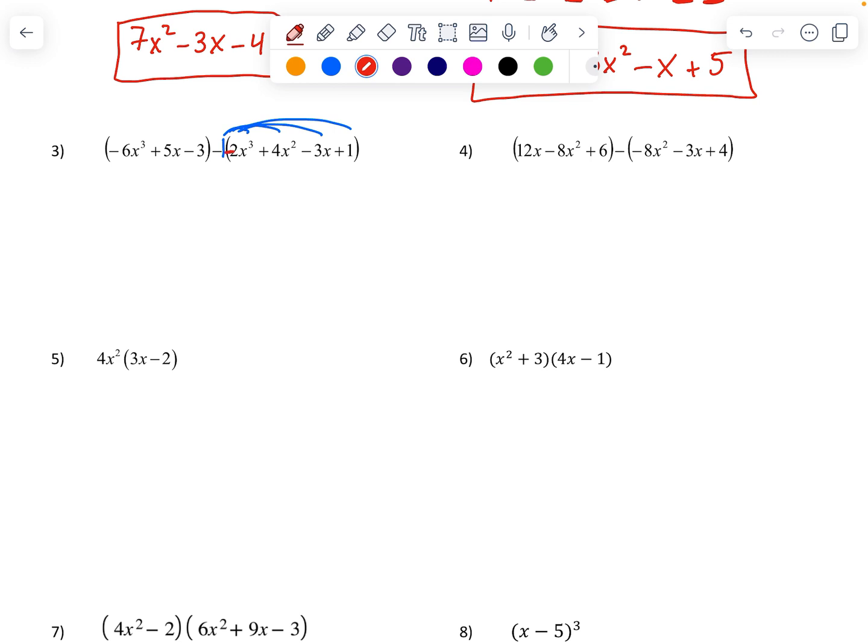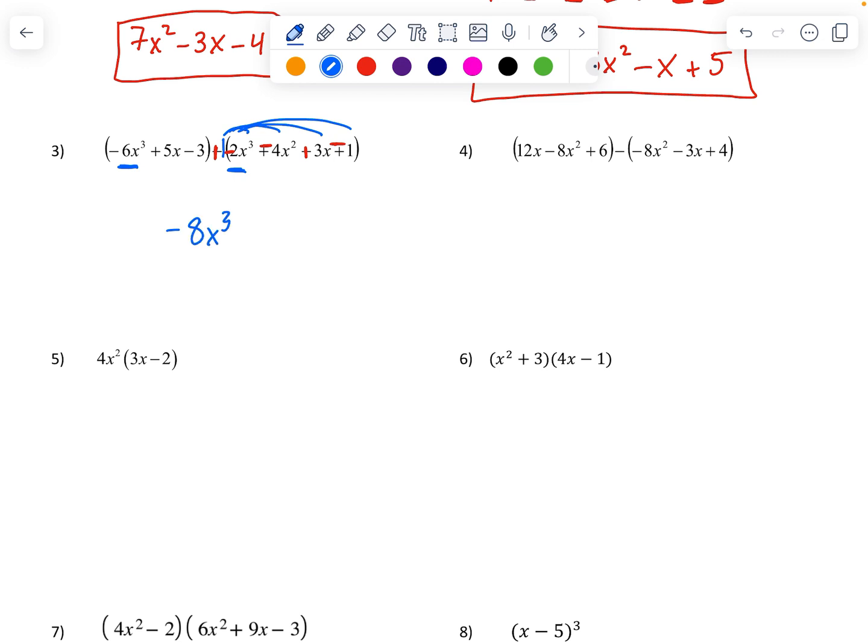So this will turn into a negative 2, a negative 4, a positive 3, and a negative 1. And because we've distributed that negative 1, in the middle it is now a plus sign. So after you distribute the negative 1, you change all the signs, and then change this to a plus. Now we can combine like terms. The biggest exponent is the 3, so negative 6x cubed and a negative 2x cubed. We are adding those two negatives, so we get a negative 8x cubed.